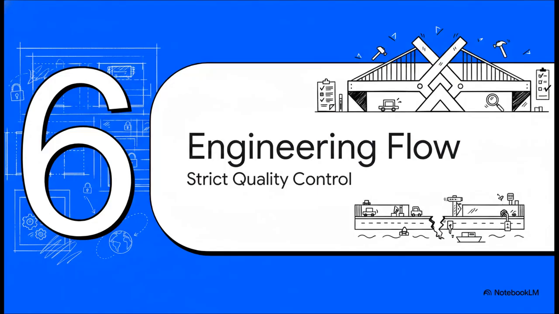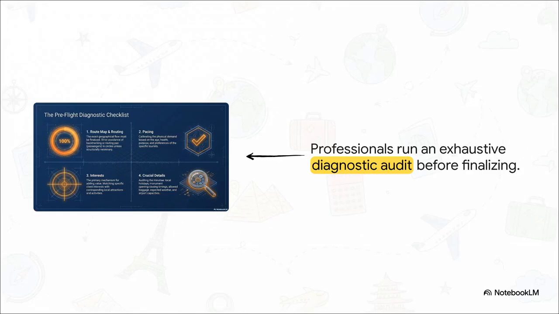Section 6. Engineering the perfect flow. Now, to prevent this entire beautifully designed structure from just completely collapsing under the harsh reality of actual travel, professionals run a strict diagnostic audit before absolutely anything gets finalized. They calculate everything. I'm talking route maps to avoid backtracking, pacing that's specifically calibrated to the physical health of the tourists, aligning attractions with the client's actual interests to add value, and auditing crucial minutiae from local holidays down to monument closing times. It is a wildly exhaustive process.